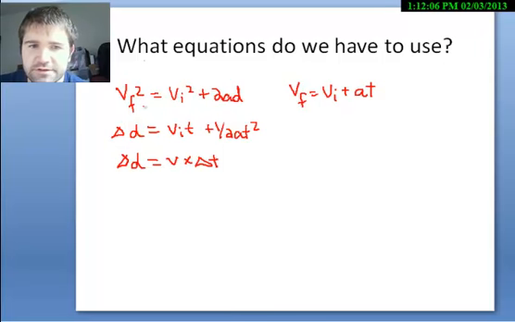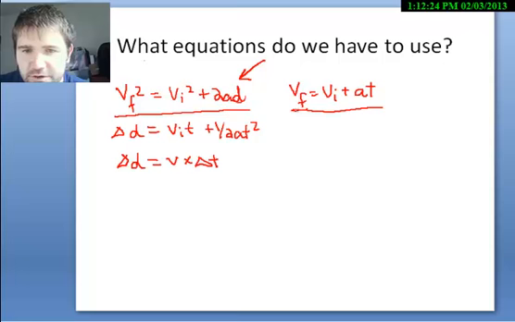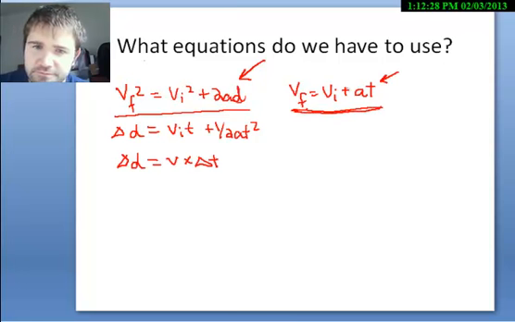So when do we use these? If you look at these two equations, they're very similar. Both involve velocity final and velocity initial. The difference is we use this equation when you want to know the final velocity but you don't know the time. However, you do know the distance it accelerated. You would use this equation if you want to know the velocity final and you know what the time was. So one involves using distance to calculate final velocity, the other uses time.